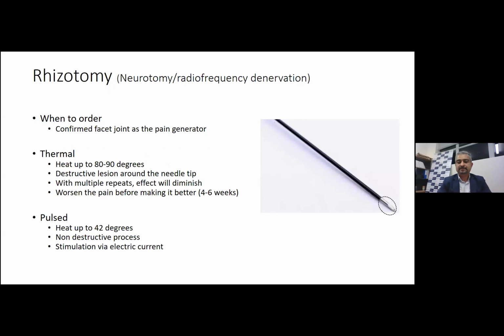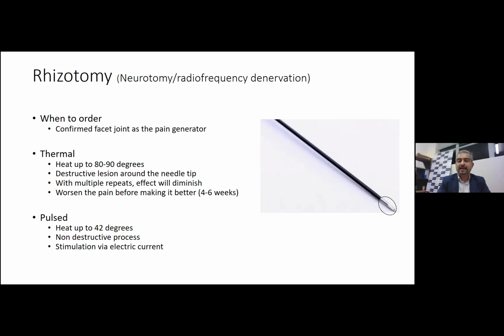If I have definite confirmation that the facet joint is causing the pain, then I move on to rhizotomy. Other names for that are neurotomy or radiofrequency denervation. There are two ways: one is thermal, and the other is pulsed RF, and we do the thermal one for the facet joints usually. It creates destruction in the tissue. We heat up tissue to 80, 90 degrees. We create a burn where the medial branch nerve was next to the facet joint, and we aim to give a few months, hopefully up to a year, of pain relief.